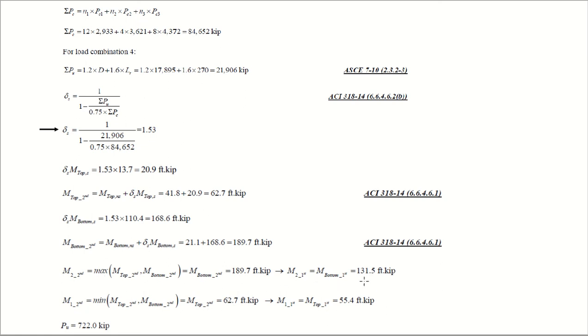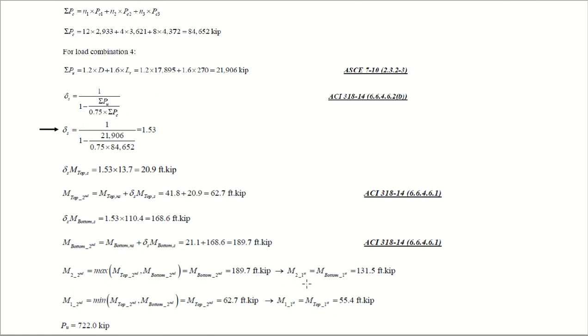So here you get it. M second order effect is equal to the maximum of M top second or M bottom second. Now M bottom second is equal to 189.7, and this is the maximum. So you choose the maximum one.